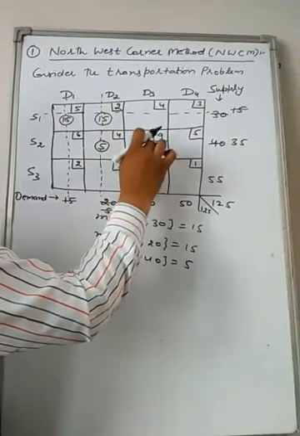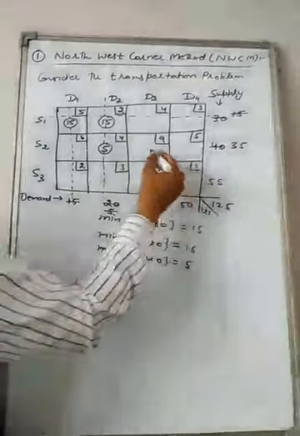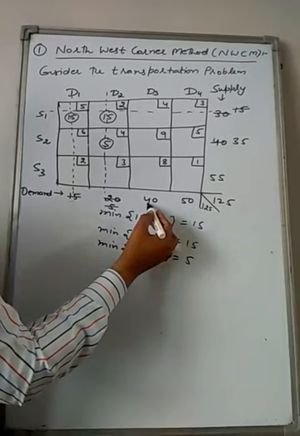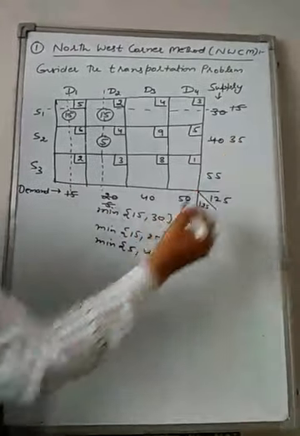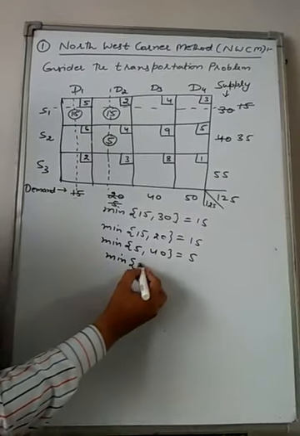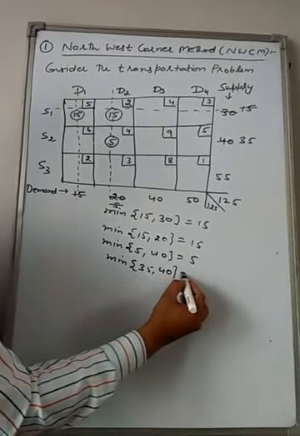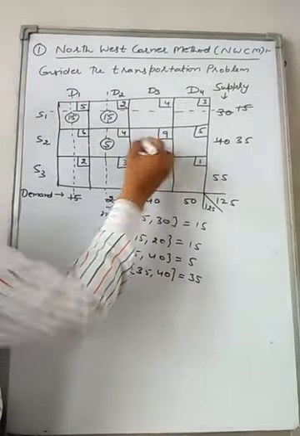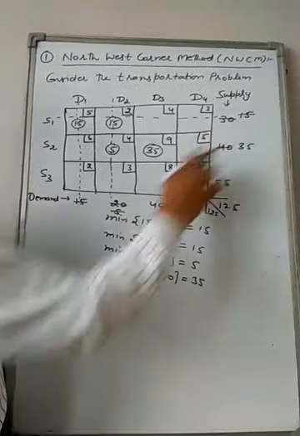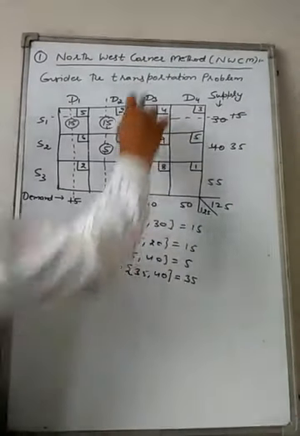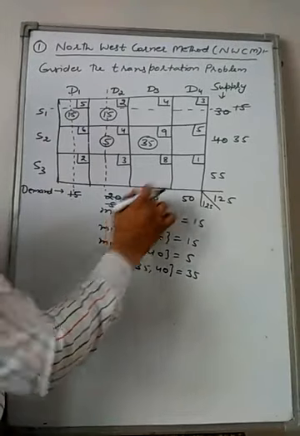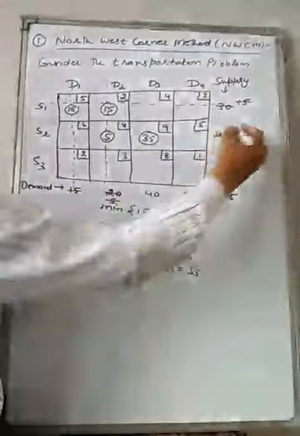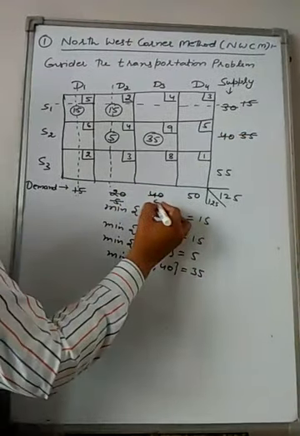Now we will allocate in this cell. Here supply is 35 and corresponding to this column demand is 40. The minimum of 35 and 40 is 35. Therefore we allocate 35 in this cell. Now here 35, here 40. The demand left behind at destination D3 is subtraction of these 40 and 35, that is 5.